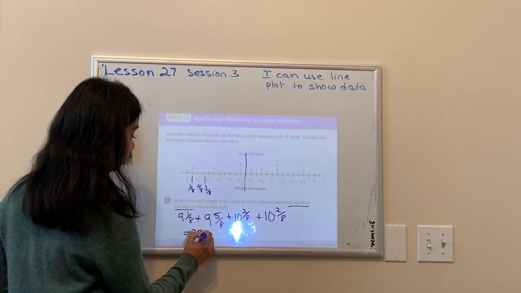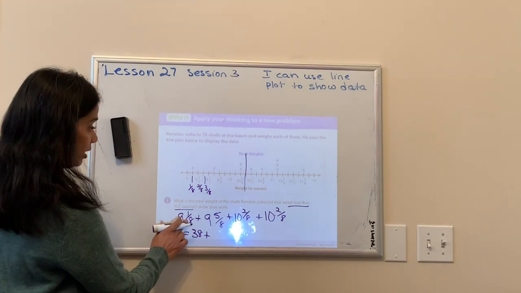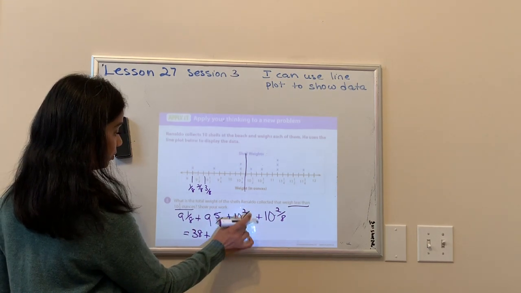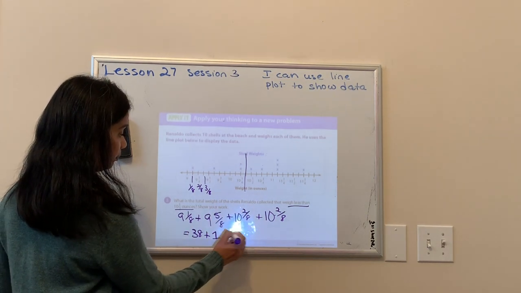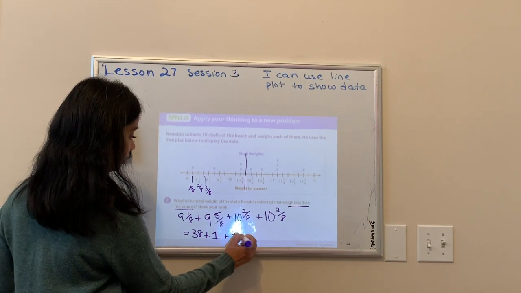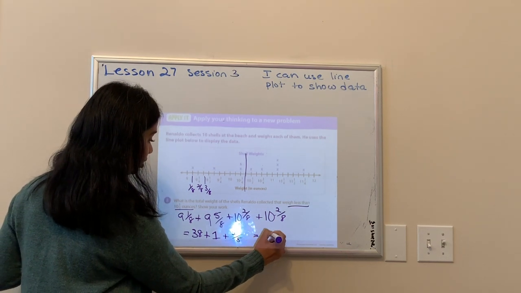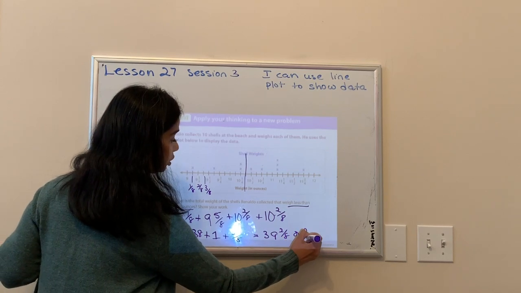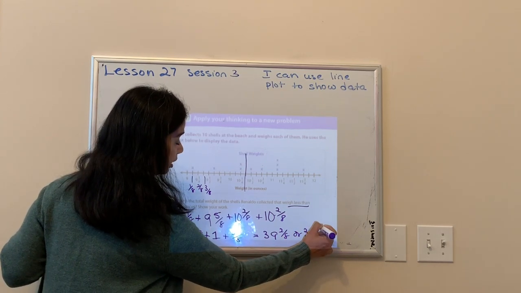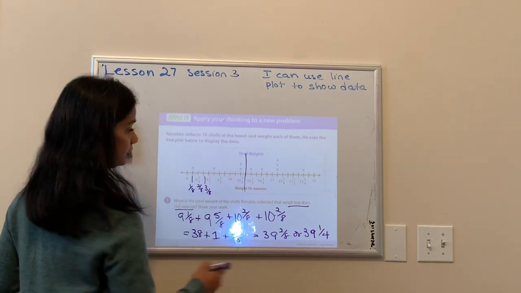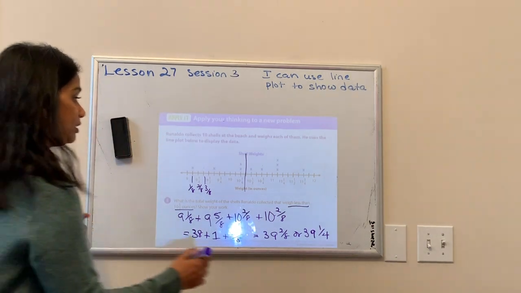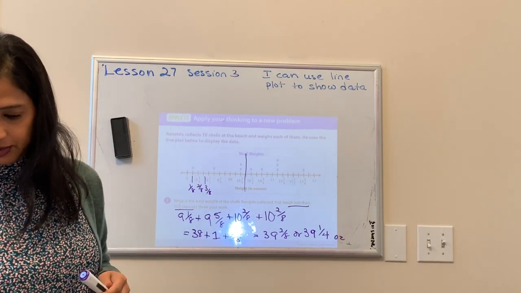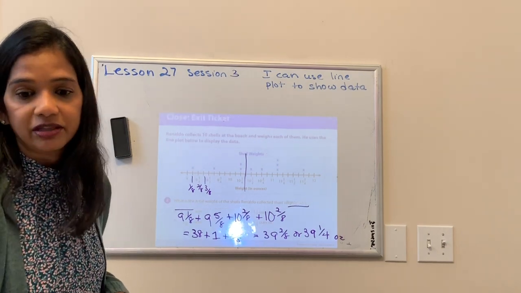So we have 38 plus 1/8, 5/8, that's 6/8, 7, 8/8, which is 1, plus 2/8. So let's add that up. We'll get 39 and 2/8, or 39 1/4 ounces. That's the total. Okay. Do we have any questions on that? Okay, let's move on to the other one.